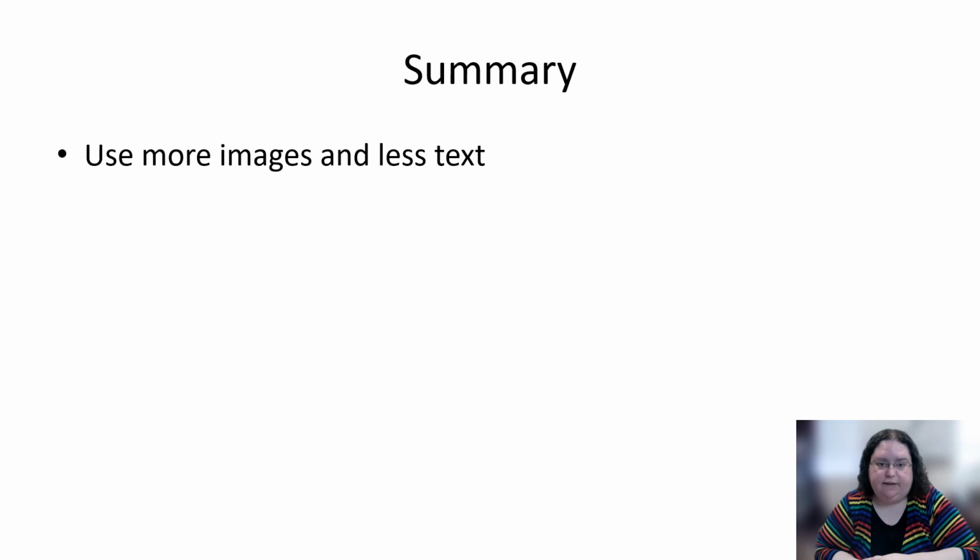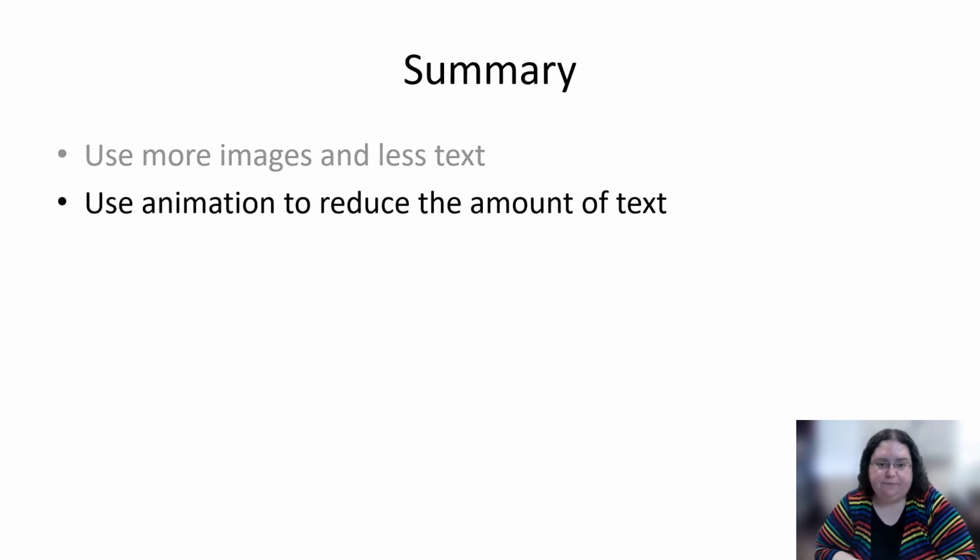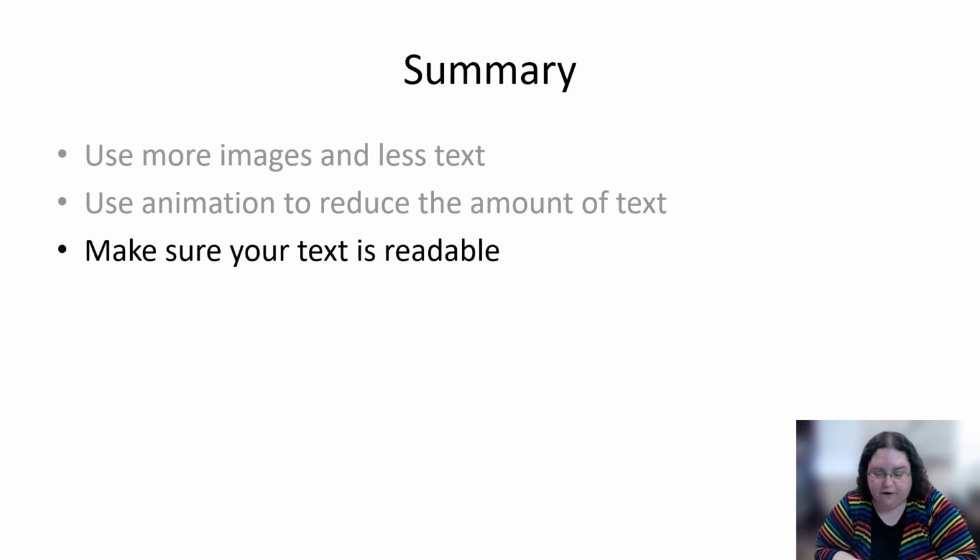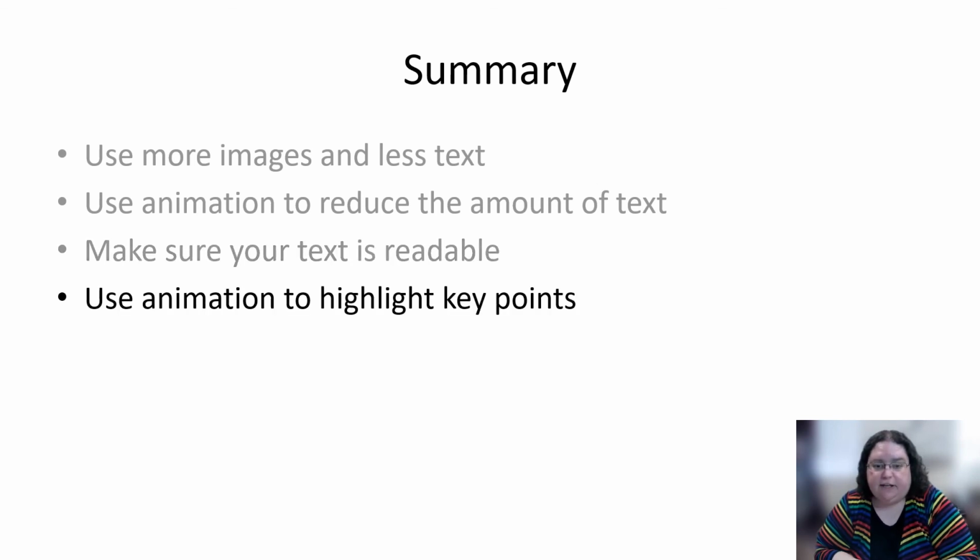So in summary, use more images and less text. This is a lot more engaging for your audience. You can use animation to help you reduce the amount of text, either by having things appear and disappear, or having things appear and then fade as the next bit appears. Pay careful attention to your text to make sure that any text you do put on your screen is readable, both for fonts and contrast, and largeness, so everyone can read it. And then use your animation, again, sparingly, but use it to really help you tell the story that you're trying to tell.